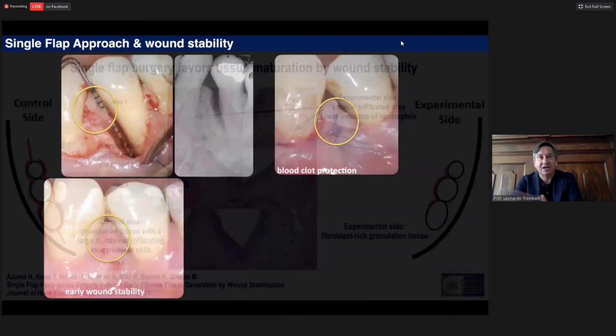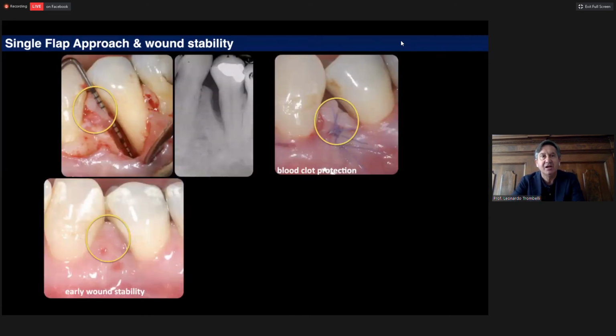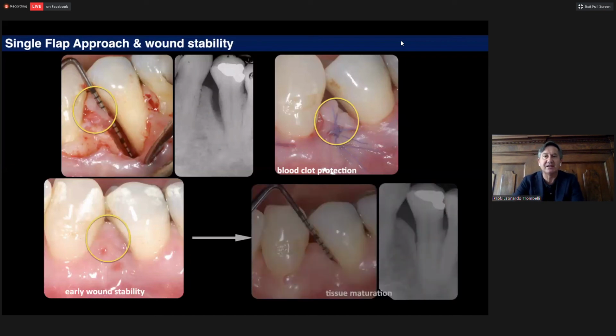Let me give you some examples. Here you see a huge intrabony defect on the mesial aspect of this premolar that has been treated just with blood clot protection and the single flap approach. You see at 2 weeks the wound stability. Please note that you can hardly see the incision line. If this is the clinical aspect after 2 weeks, you have to wait for a tissue maturation phase to diagnose a complete pocket closure and the remineralization of the defect.